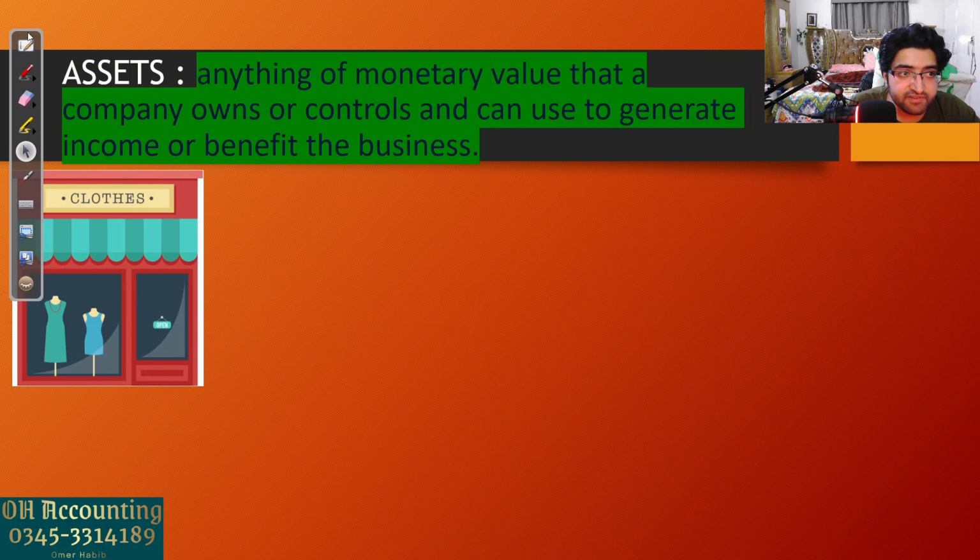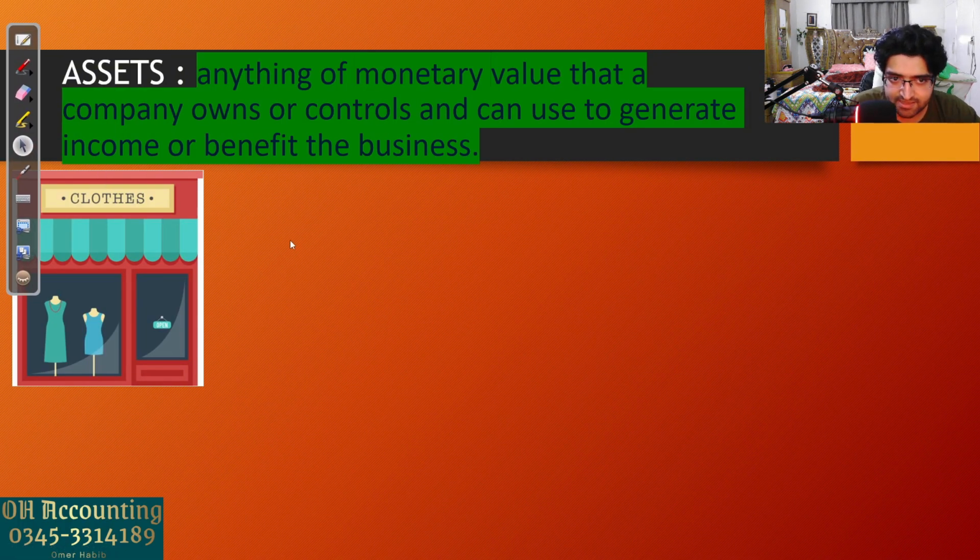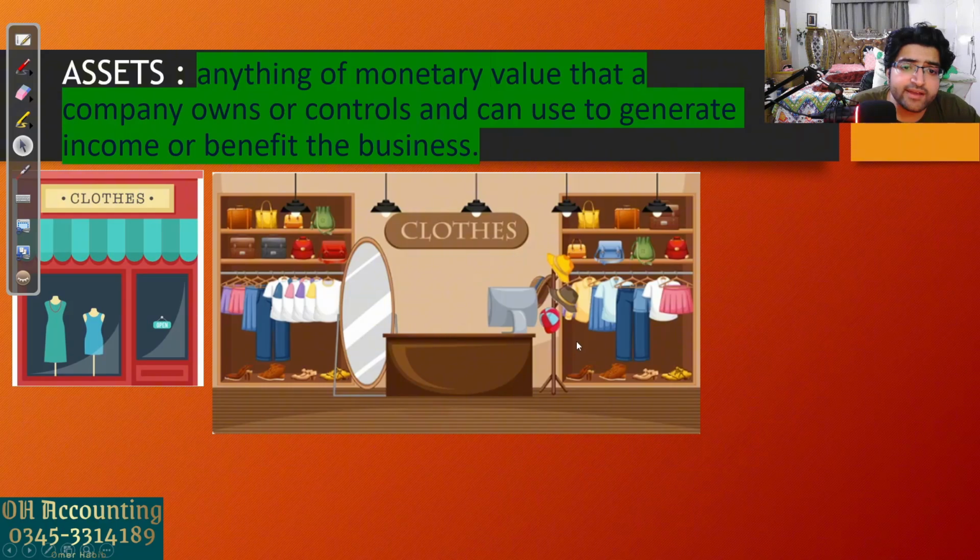Because it has monetary value and it is owned by your business, and obviously it is providing benefit to the business. Next, you will require all of these things, okay? You will require maybe a mirror. That is also your asset because then customers can look in the mirror and see how they're looking with your clothes. The computer which you will use to manage stock or to make bills and all that. Then mannequins on which you will have your clothing on display.